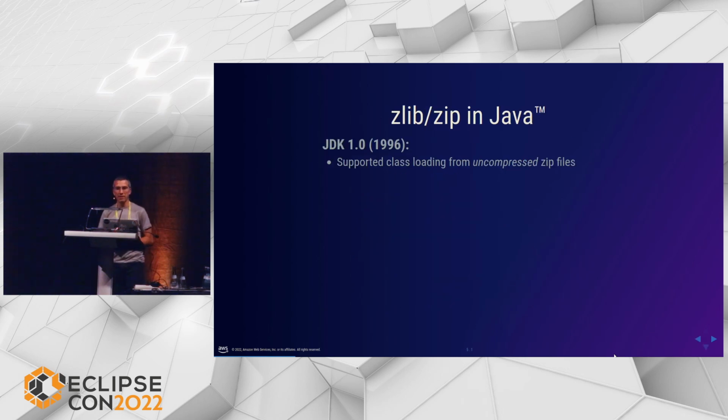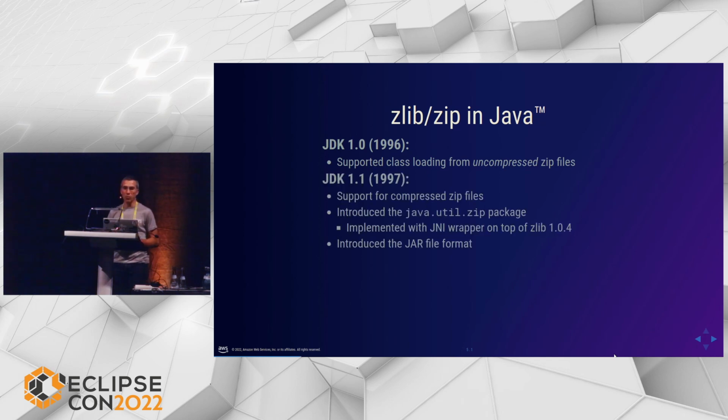So what's the history of zlib and zip in Java? When JDK 1.0 was released in 1996, so you see this was just a year after zip and deflate were specified, Java 1.0 supported class loading from zip files, but only from uncompressed zip files. As I said, the zip file format allows you to use different compression algorithms, and one of them is called stored, which just stores the files without doing any compression, basically like tar.